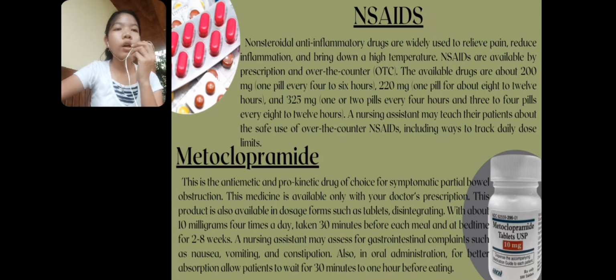The available drugs are about 200 milligrams. That is one pill for every 4 to 6 hours. Then 220 milligrams, that is one pill for about 8 to 12 hours, and 325 milligrams, 1 or 2 pills for every few hours, and 3 to 4 pills every 8 to 12 hours. So the around the clock monitoring is really important when taking this medicine or the steroid.